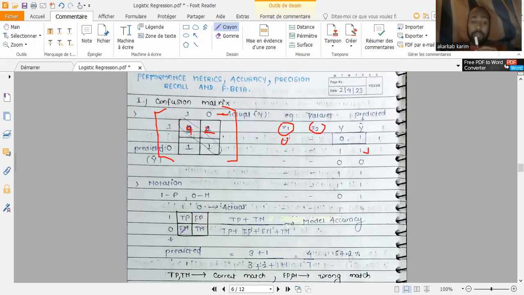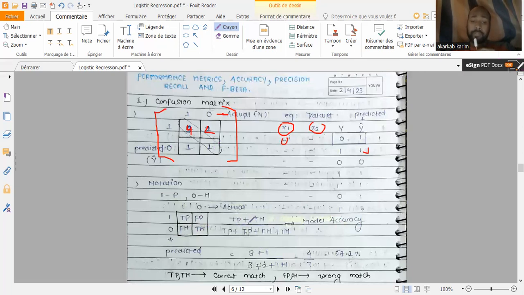Also, we have here 1. The right value is 1, but my model considered it 0. That means it's a wrong prediction. That's called false negative. Here we have 0 and it's also predicted 0. That means a correct prediction, which is true negative. So to measure my model, this is the formula.